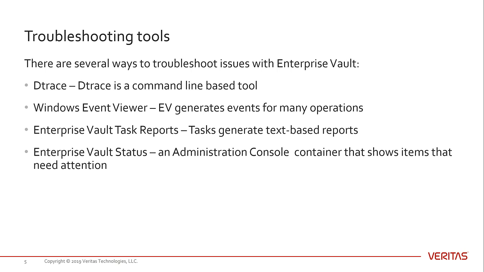There are several ways to troubleshoot issues with Enterprise Vault. These include dtrace, which is a command line based utility; Windows Event Viewer, as Enterprise Vault generates events for many operations; Enterprise Vault Task Reports, as tasks generate text-based reports that can be viewed in a text editor; and Enterprise Vault Status, an administration console container that shows items that need attention.